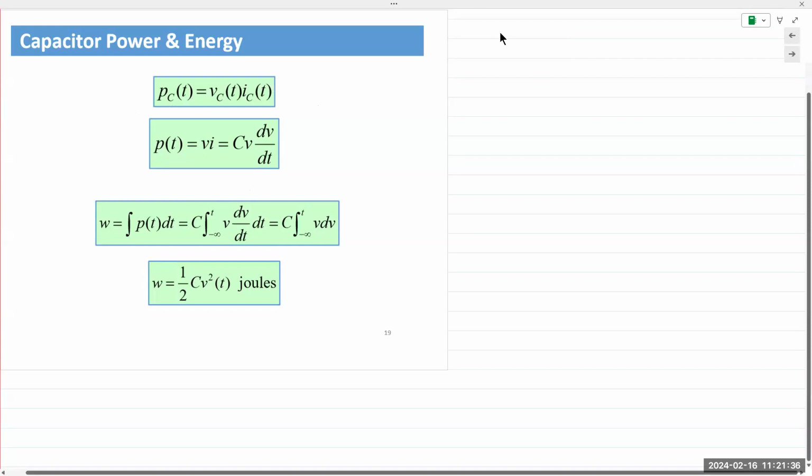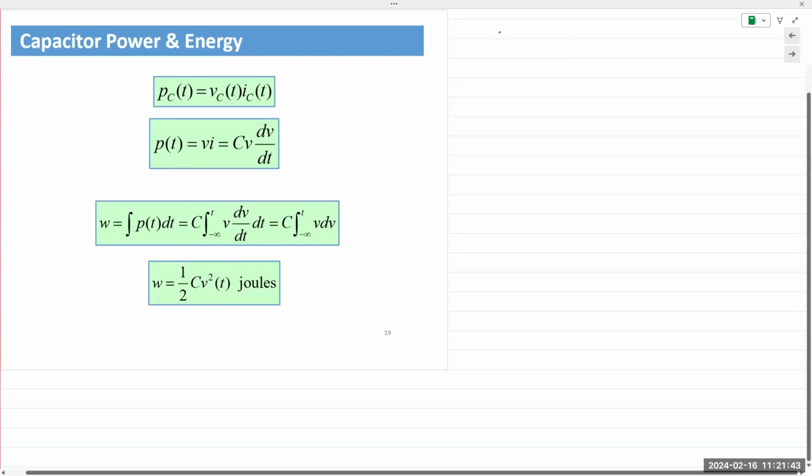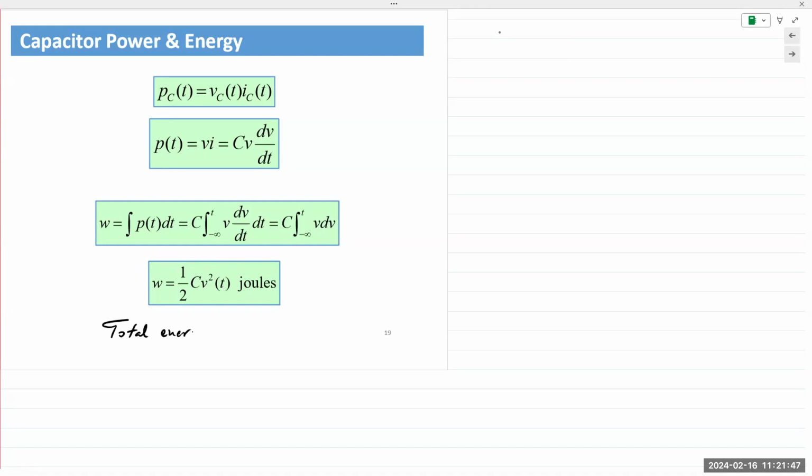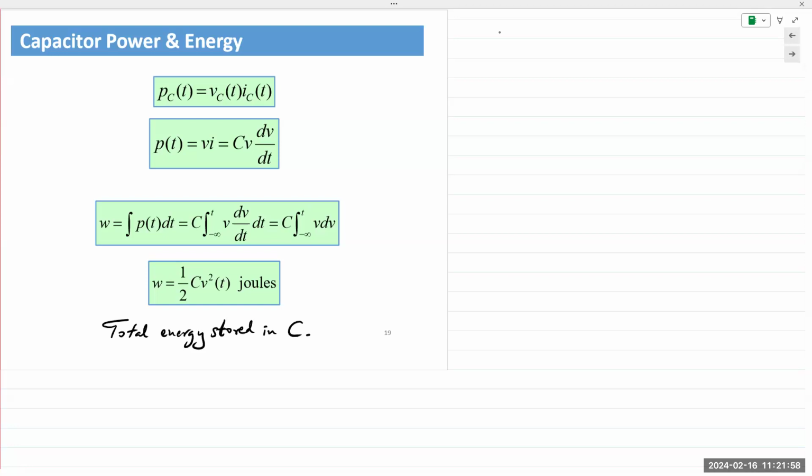Integrate the power and you find the energy, and you get one half CV squared. It is the total energy stored in the capacitor. For an inductor, it was one half L i squared. For a capacitor, it is one half CV squared. It is the total energy that is stored in that capacitor.